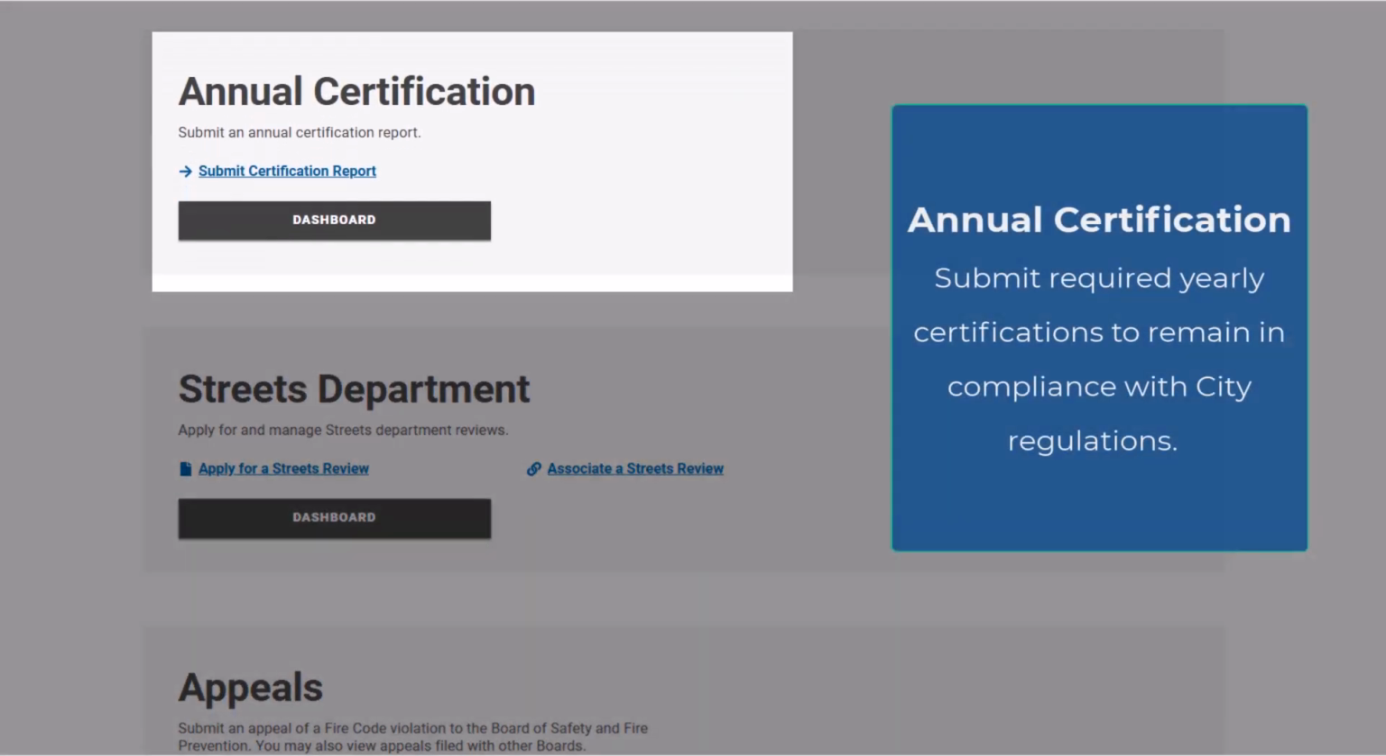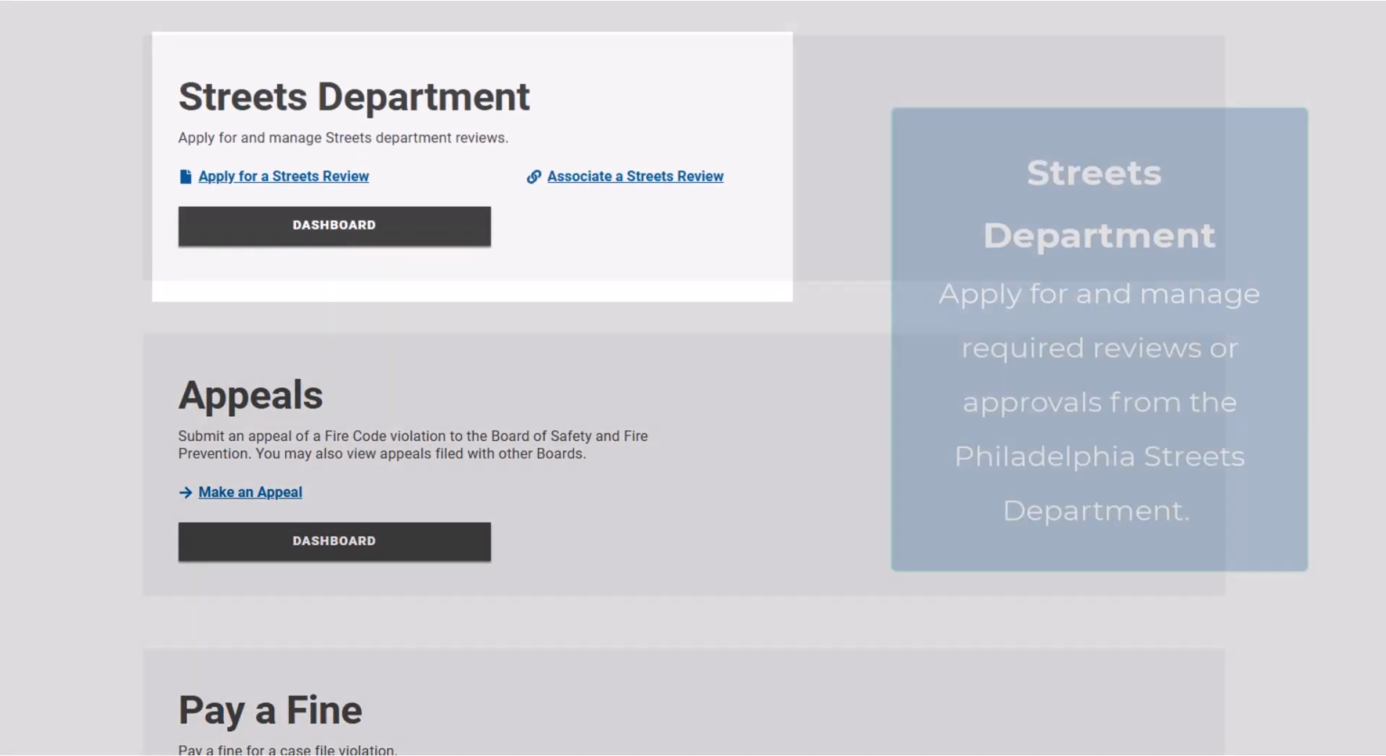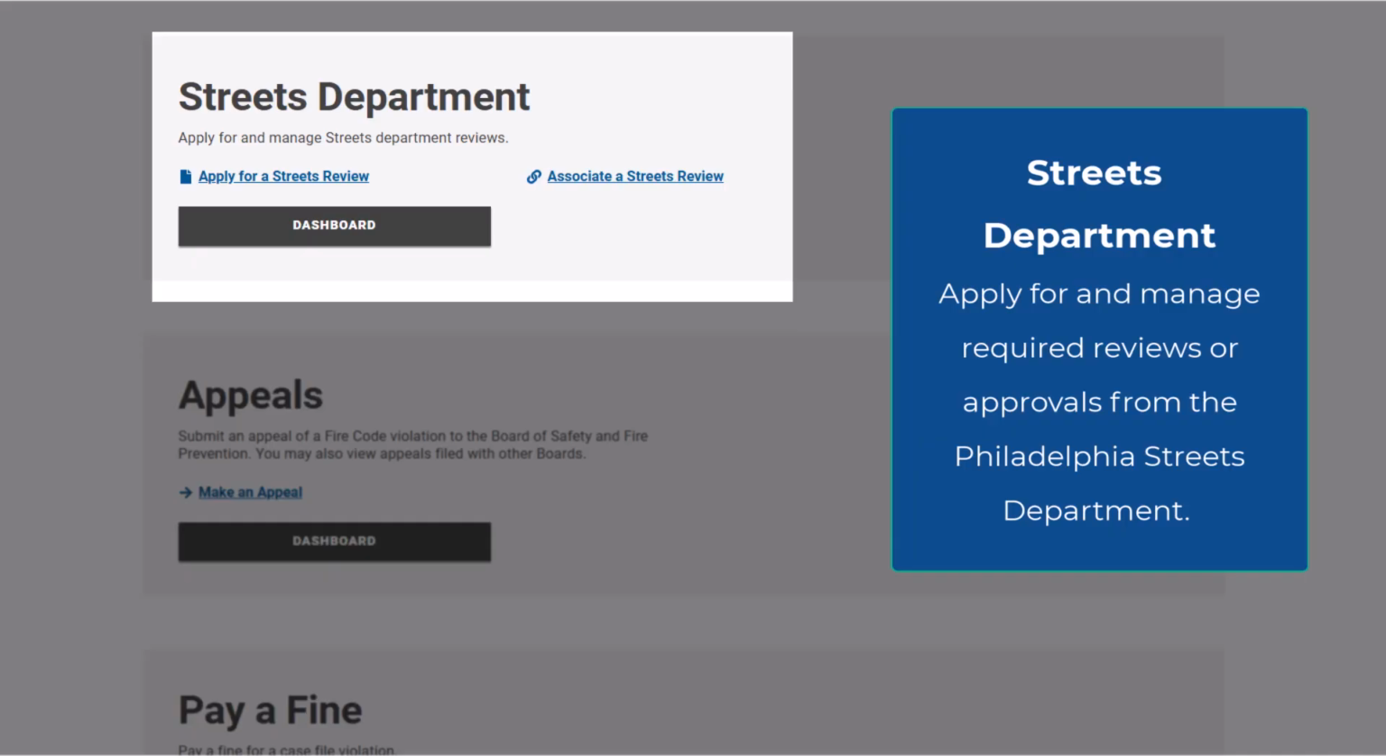Annual certification. Certain structures and fire protection systems are required to be inspected and certified periodically by qualified professionals. These certifications and reports can be submitted here. Streets Department. This is where you can apply for and manage required reviews or approvals from the Philadelphia Streets Department related to your project.